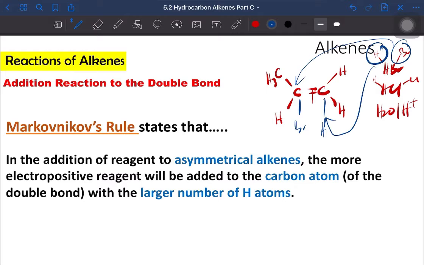So the more electropositive is hydrogen. So hydrogen will be added to the carbon with more hydrogens, and Cl will be added to the next carbon. Okay, so for water in acidified condition, we have OH and H, right? So H is more electropositive, so hydrogen will be added to the carbon with more hydrogens, which is this one, and the OH will be added to the next carbon. Alright, so this is what is meant by the Markovnikov rule. So the major product obtained is the one that follows the Markovnikov rule. The product that does not follow the Markovnikov rule, we call it the minor product.